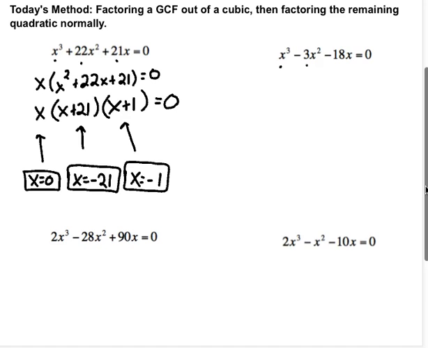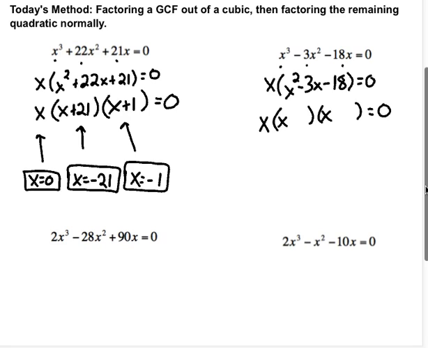This next one, notice, again, I have x's in every single term. So I'm going to pull an x out. That's going to decrease the degree of each of those monomials by 1. Once I've taken that out, now I can factor that remaining quadratic. So 2 things that multiply to negative 18 and add to negative 3. I'm looking for a negative number and a positive number. And that combination should do the trick.